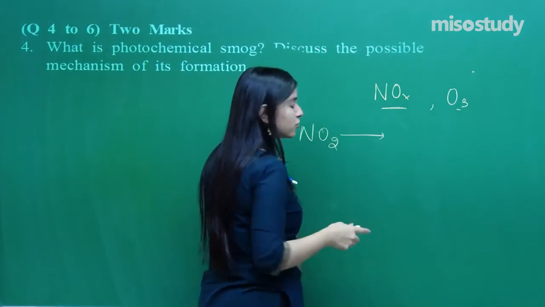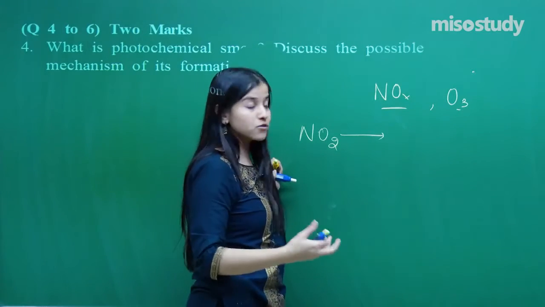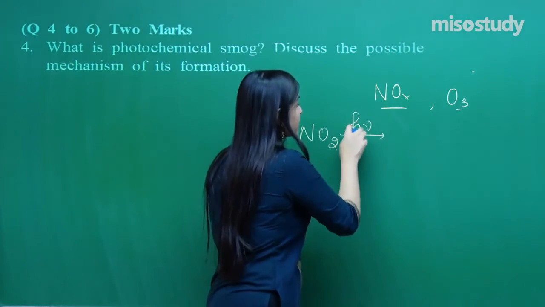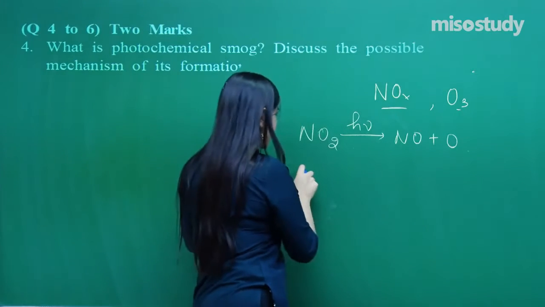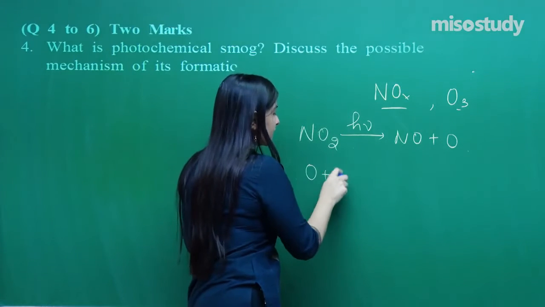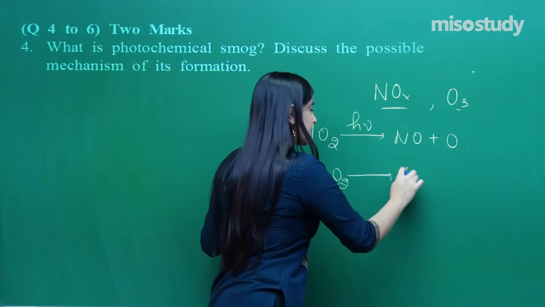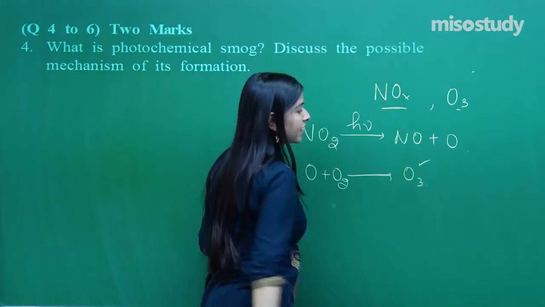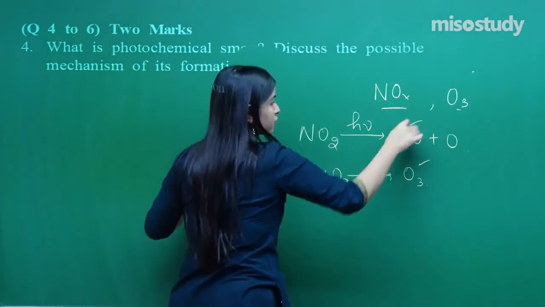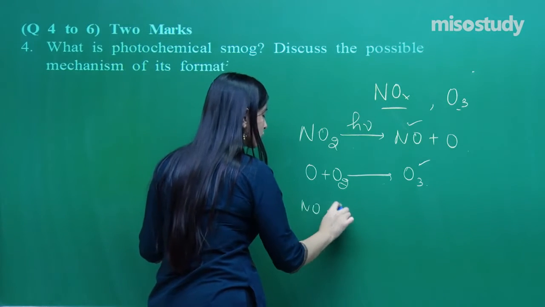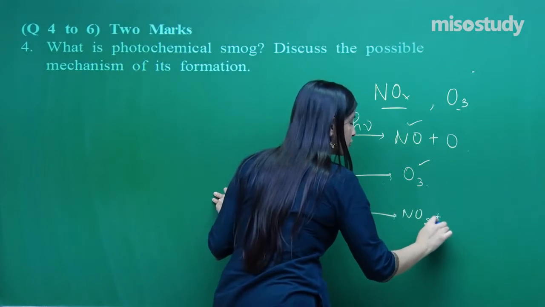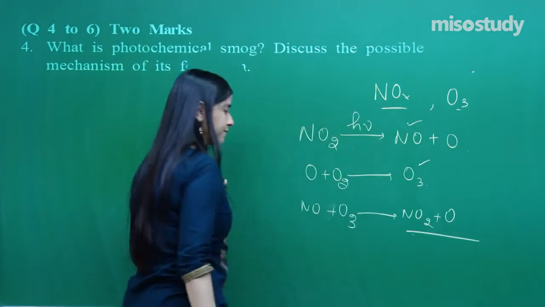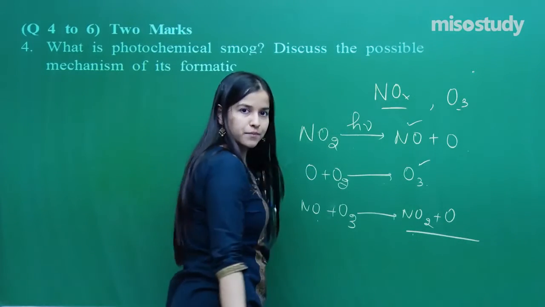NO2 is in the environment, coming out from the automobile exhausts. In the presence of sunlight, it gets converted into NO plus O. Now this O reacts with oxygen and gets converted into ozone. It is also harmful, so these two things are harmful. Now these two things which are formed combine with each other, leading to the formation of NO2 plus O once again. Clear about it?